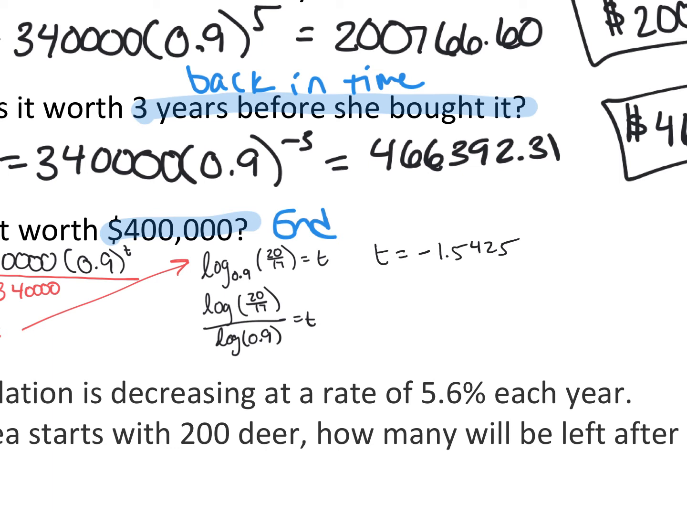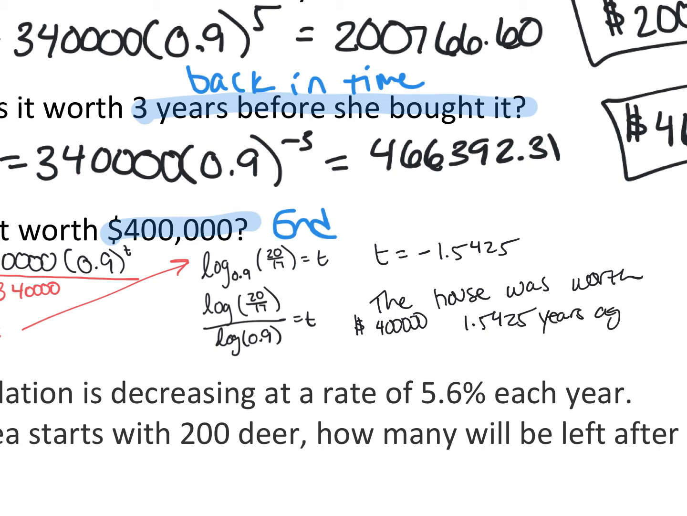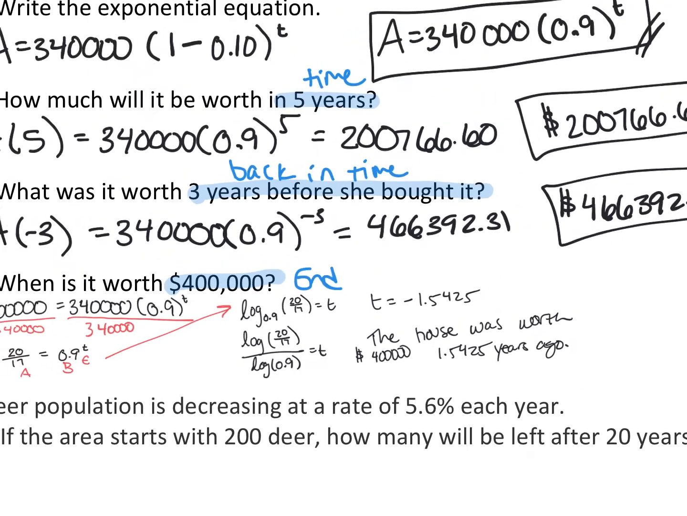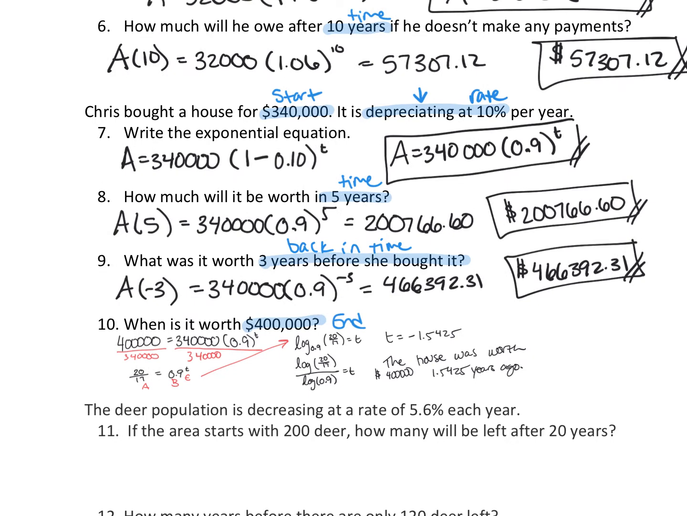So what does that mean in the context? Well, it means that the house was worth $400,000 1.5425 years ago. So that negative means we're going back in time. So remember, you subtract within the equation when you are depreciating or losing value, and then you plug a negative in for the exponent whenever you're going back in time.